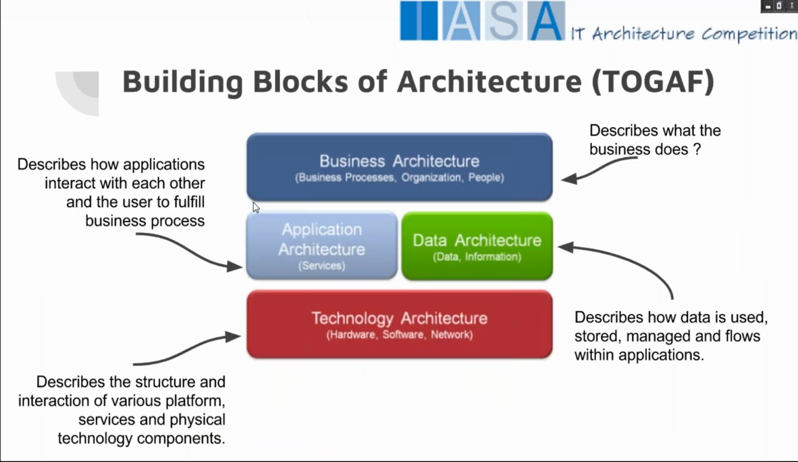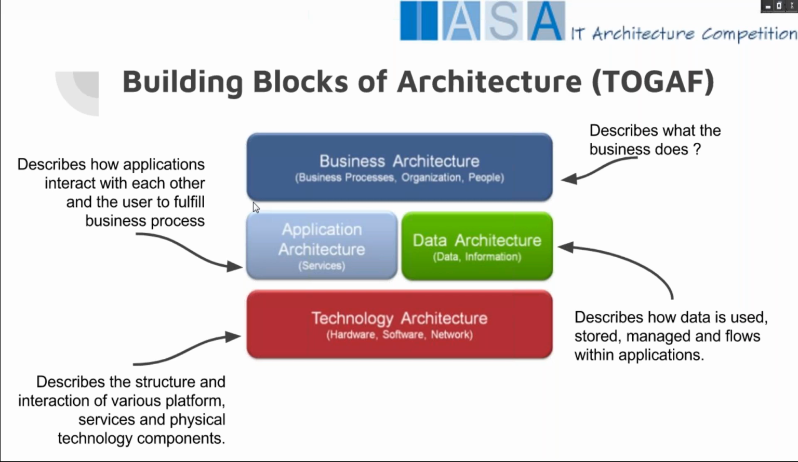So what are the building blocks of an architecture? There are essentially 4 components that we need to think about at the highest level. The topmost component is the business architecture. This comprises business processes, organization, people. Essentially, it tells you what the business does. It describes what the processes involved are, what the business functionality is, and what needs to be accomplished at a business level.